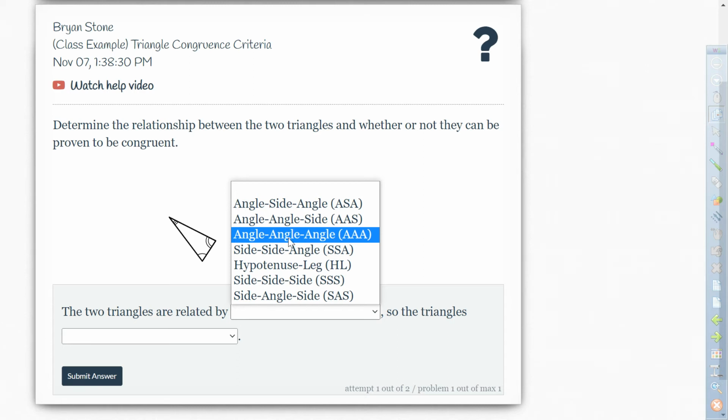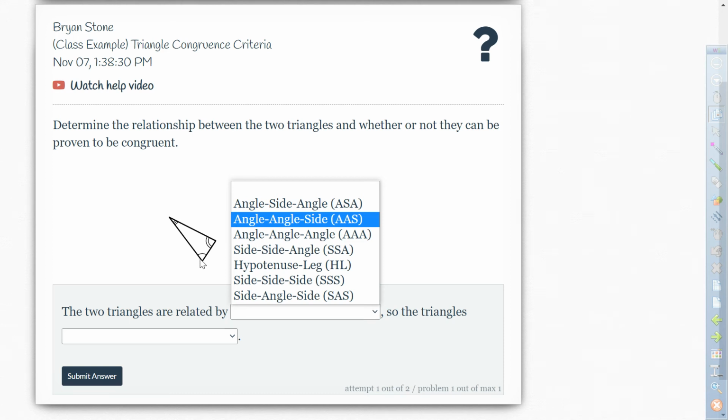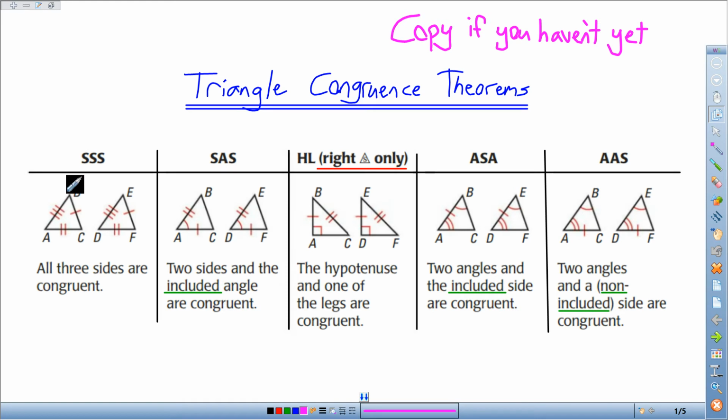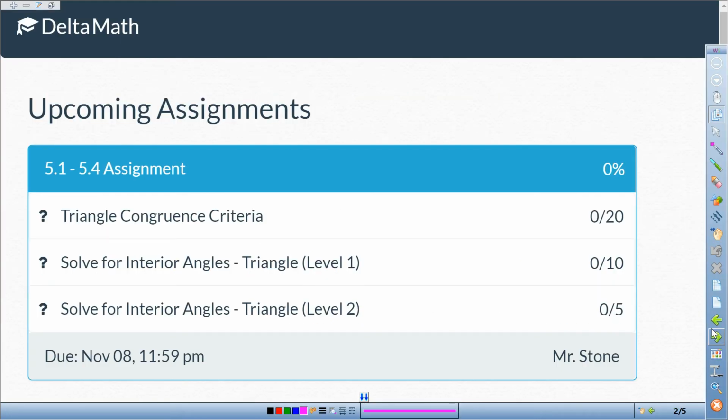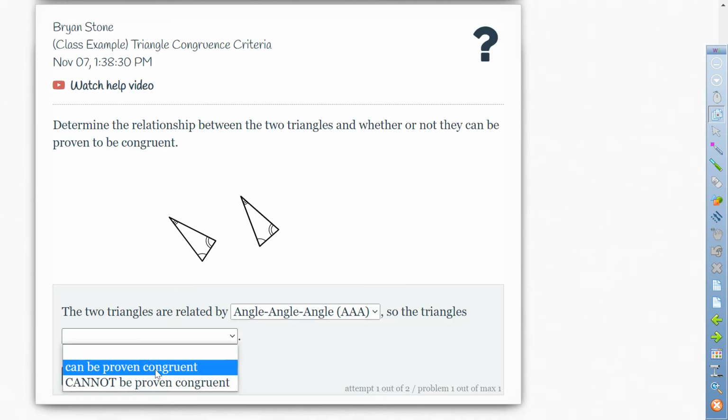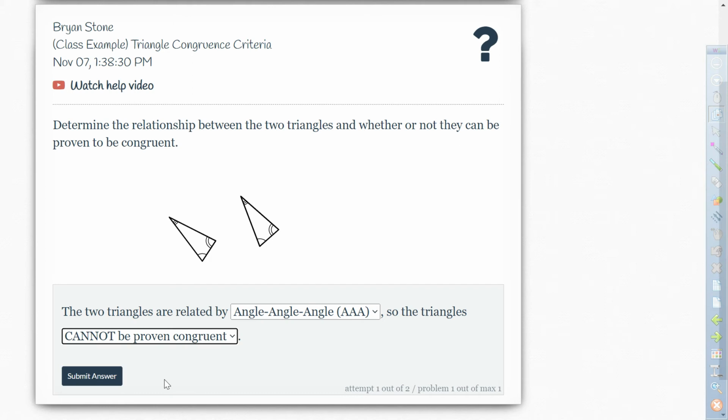That brings us into this class example. They are giving us three congruent angles on both triangles. That would be angle, so that is what we're choosing here. But again, that is not one of our five triangle congruence theorems. Is that enough information to say that our triangles are congruent? No. So the next drop down is basically that: cannot be proven congruent. You can go ahead and submit your answer.